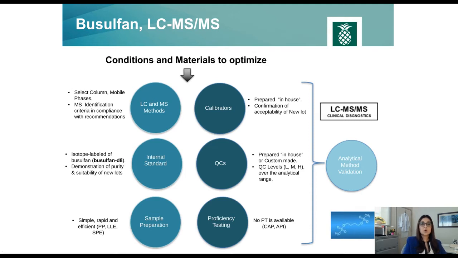The quantification of busulfan through LC mass spec requires some conditions and materials. Laboratories must consider selecting an optimized LC column to develop a good chromatography method, selecting LC mobile phases compatible with the mass spec and, if possible, with other methods implemented in the lab, using the identification criteria for mass spec in compliance with CLIA and CAP recommendations.